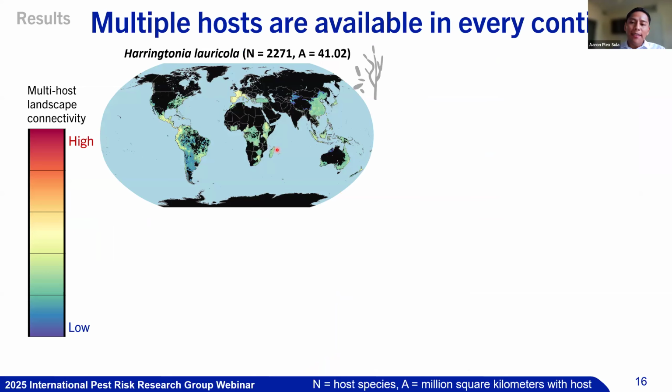So here is a scenario of host landscape connectivity for laurel wilt. Specifically in this analysis, we included over 2,000 plant species that are likely susceptible to this pathogen species. In total, hosts are available in 41 million square kilometers, or approximately 37% of Earth's land surface.